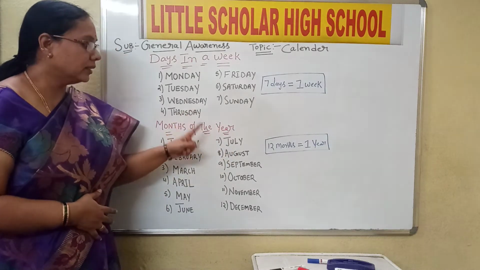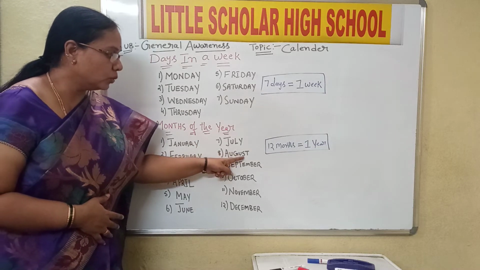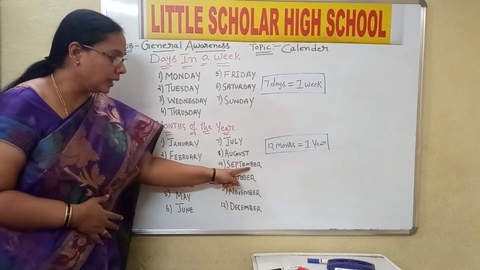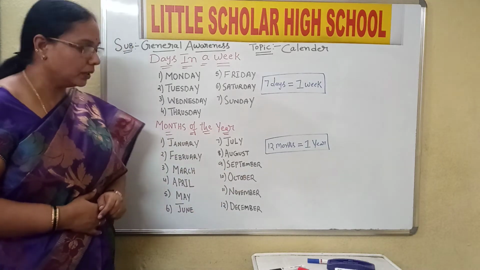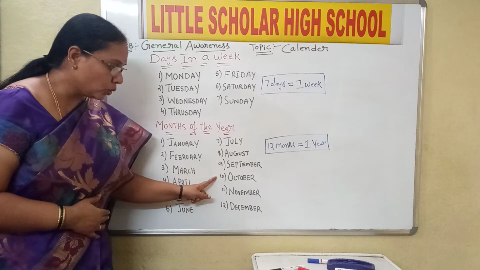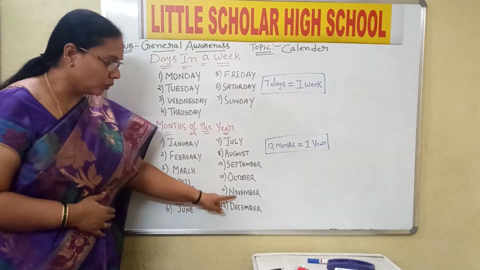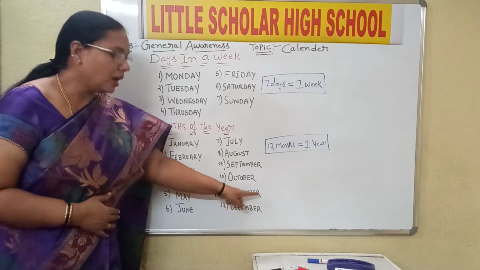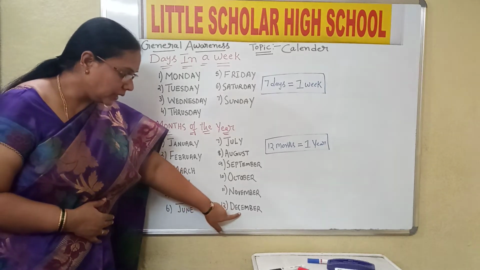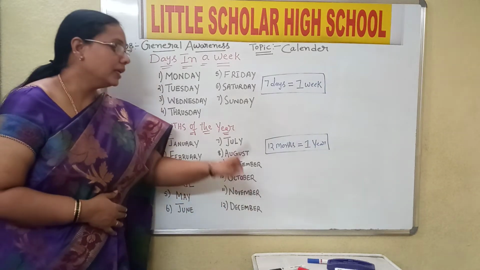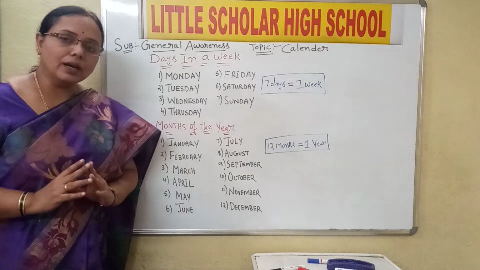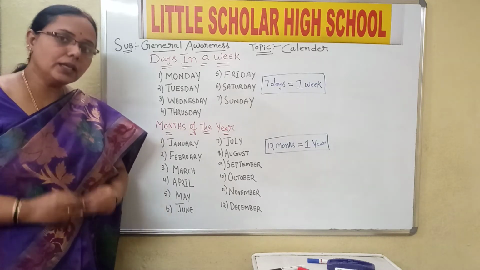Then July, J-U-L-Y, July. Then August, A-U-G-U-S-T, August. Then September, S-E-P-T-E-M-B-E-R, September. Then October, O-C-T-O-B-E-R, October. Then November, N-O-V-E-M-B-E-R, November. Then last one is December, D-E-C-E-M-B-E-R, December. Okay, children? So, how many months are there in a year? There are 12 months in a year.